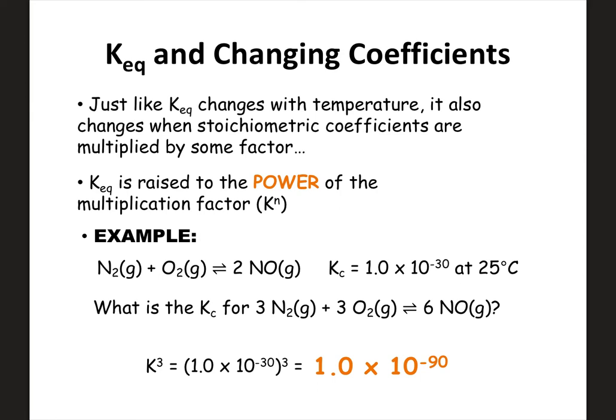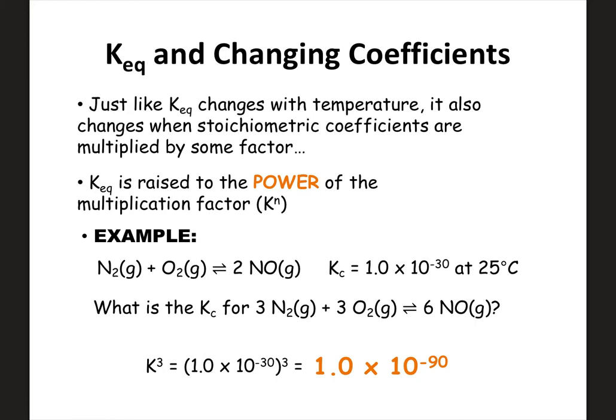Notice the only difference here is we multiplied this original reaction by 3. So you have 3 in front of the N2, 3 in front of the O2, but then a 6 in front of the NO. So if you wanted to calculate the Kc for this reaction, you would just take your original K and raise it to the power of 3 to get the new value here.